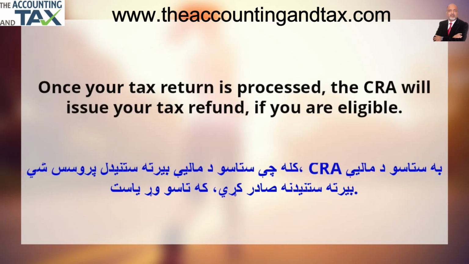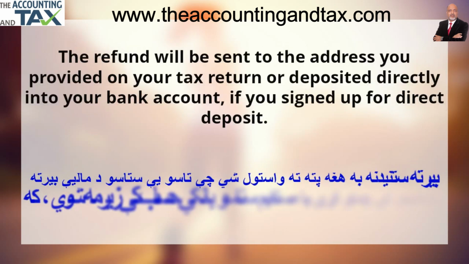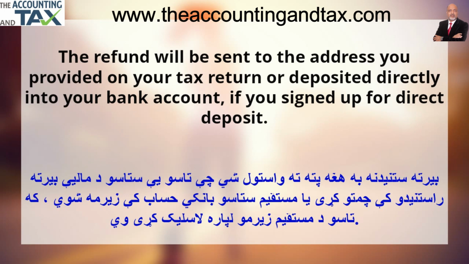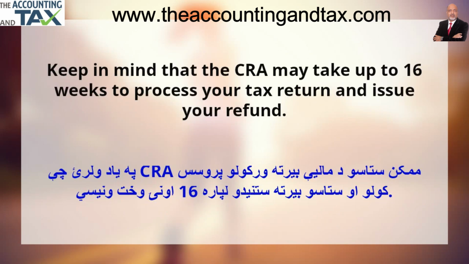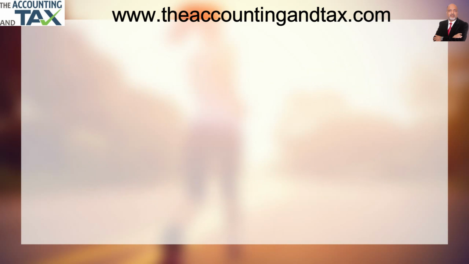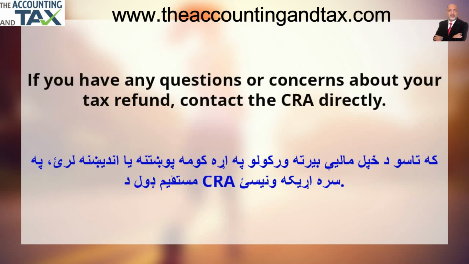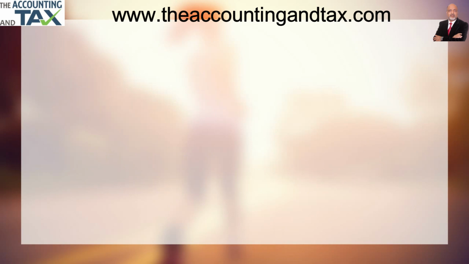Once your tax return is processed, the CRA will issue your tax refund, if you are eligible. The refund will be sent to the address you provided on your tax return or deposited directly into your bank account, if you signed up for direct deposit. Keep in mind that the CRA may take up to 16 weeks to process your tax return and issue your refund. If you have any questions or concerns about your tax refund, contact the CRA directly.